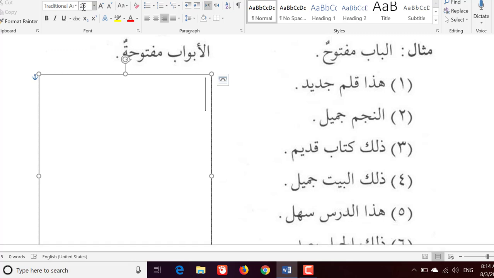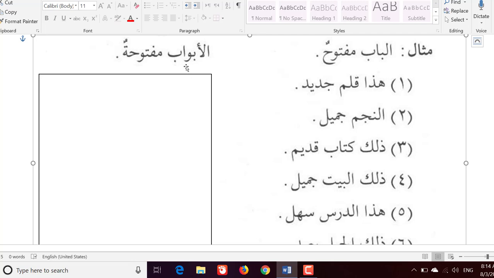So the first one says هذا الباب مفتوح, so we see singular masculine, singular masculine. We said the predicate and the subject should agree in gender and number. And so here it becomes الأبواب مفتوحة. So when we changed bab to plural, then its predicate became singular feminine, maftuha, with the ta marbuta.